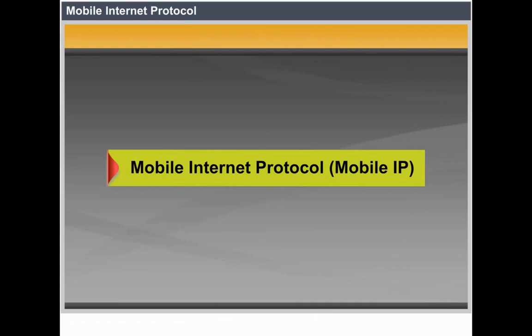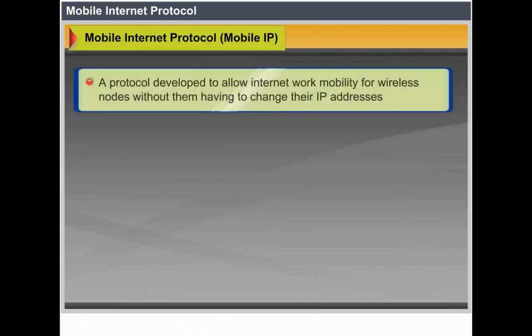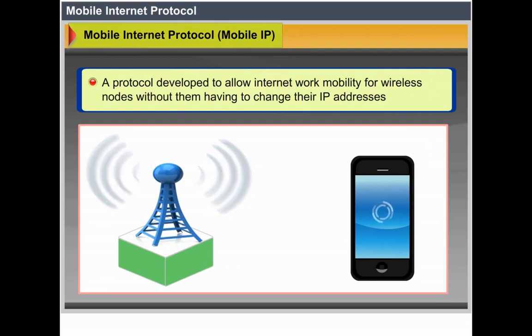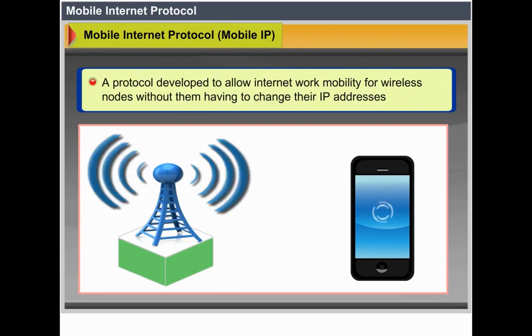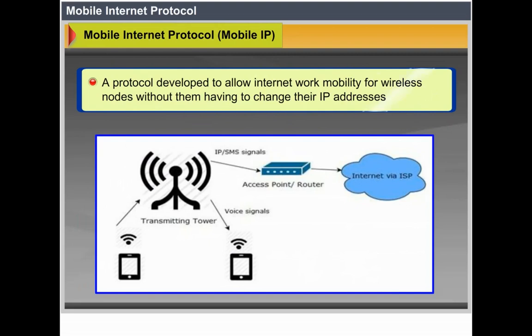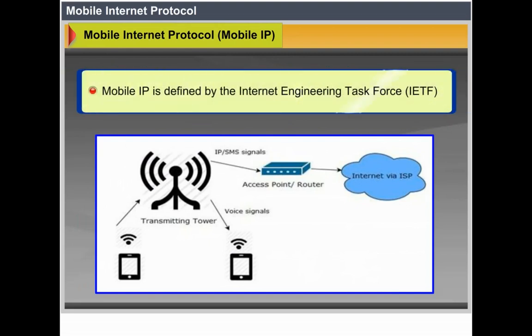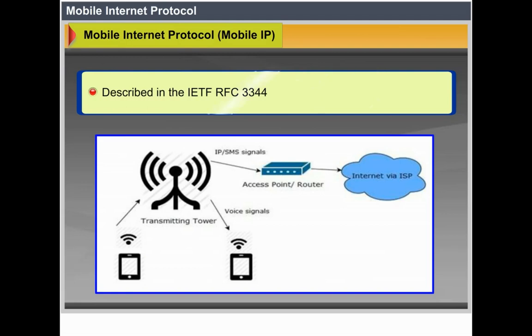Mobile Internet Protocol, mobile IP. A protocol developed to allow internetwork mobility for wireless nodes without them having to change their IP addresses. Mobile IP is defined by the Internet Engineering Task Force, IETF, described in IETF RFC 3344.